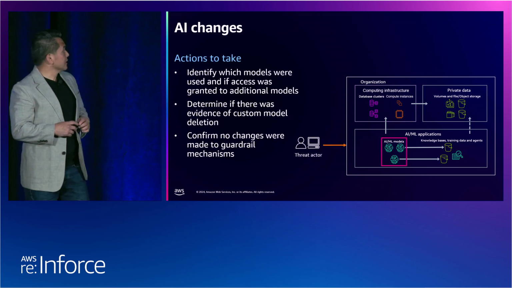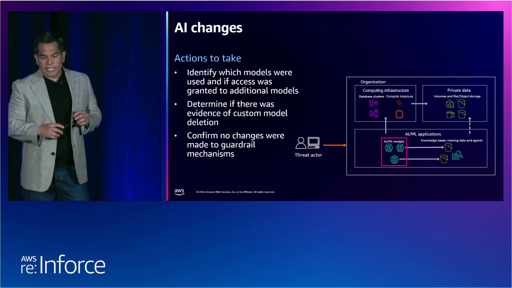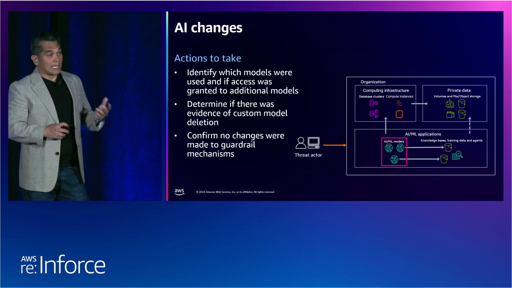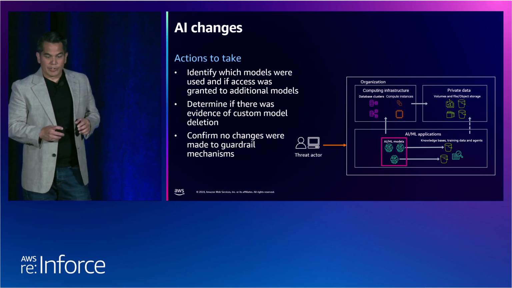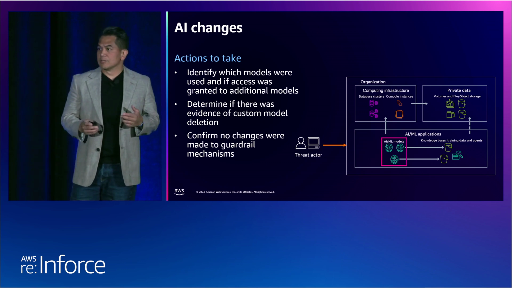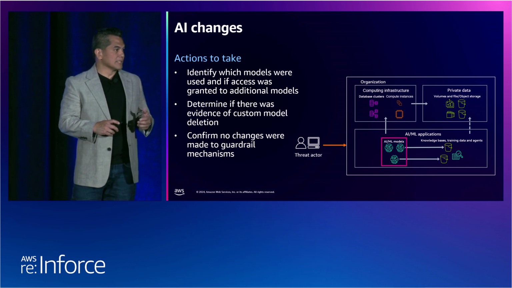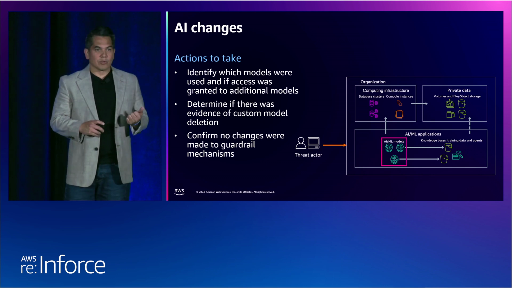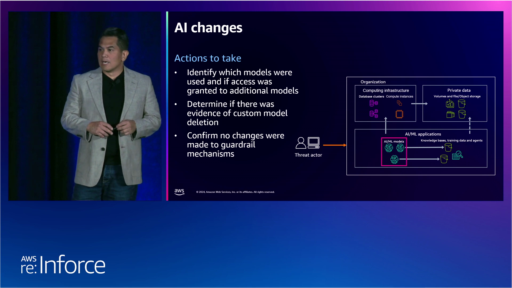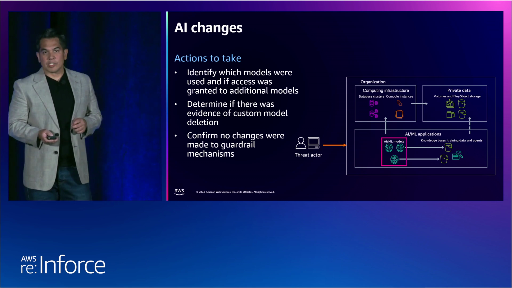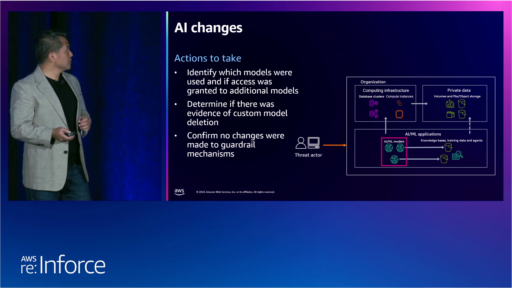Okay. So with the AI changes element, here we're taking a look at and identifying which models were used and if access was granted to additional models. We're going to determine if there was evidence of custom model creation or manipulation, and also take a look at whether guardrails were changed or accessed at all as well.